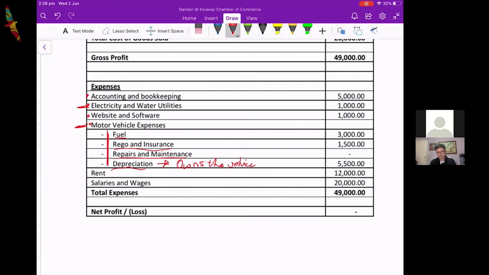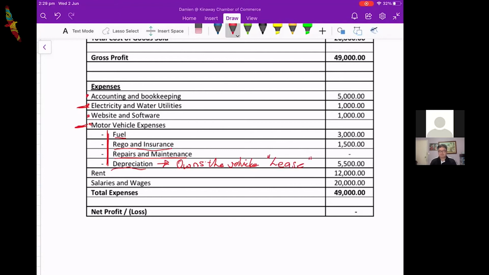And the reason why it's telling me that she owns the vehicle is because ABC company is claiming the depreciation on the vehicle. And they won't usually be allowed to claim that depreciation unless it was owned in some way, shape, or form.